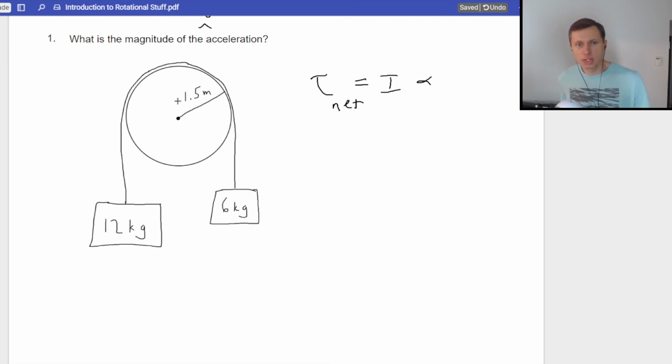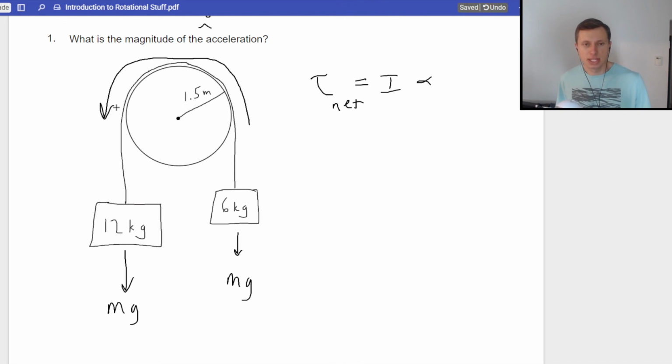If I think about the forces acting on my wheel, on the left side, I have the force of gravity from a 12 kilogram object pulling it down. On the right side, I have another mg, force of gravity, pulling it down, but that one's only a mass of 6. If you can imagine, this wheel's definitely going to be spinning counterclockwise. It just has to be. The 12 kilogram mass is bigger. It makes sense logically. And now we're going to prove it with physics.